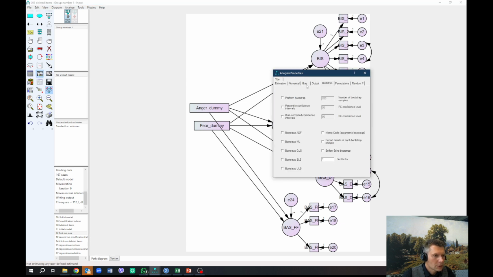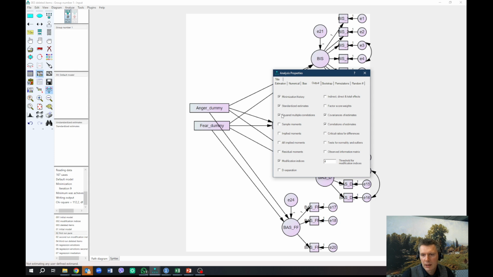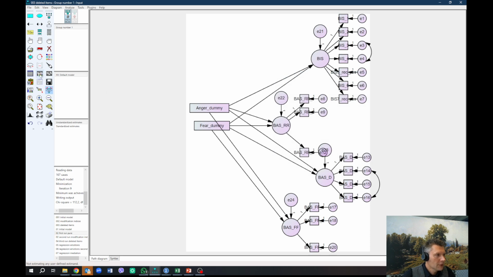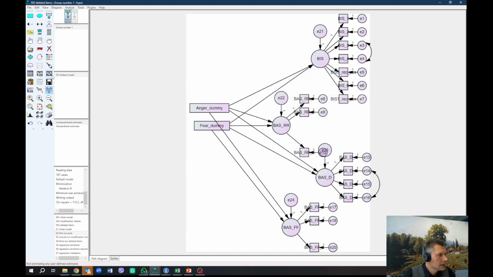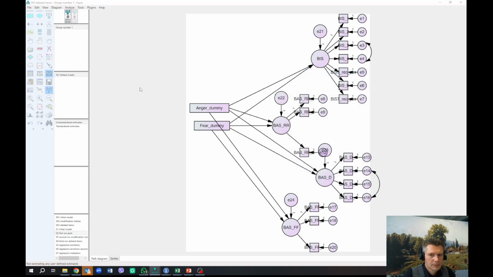In the output we also want to have squared multiple correlations, which will show the R squared. And for now that's all that we need. If you have missing data, you may need to click here estimate means and intercepts, but if you do it, you will miss some tests. That's why don't do it if you have full data. Do it only if you have some missing values. And we run the model.